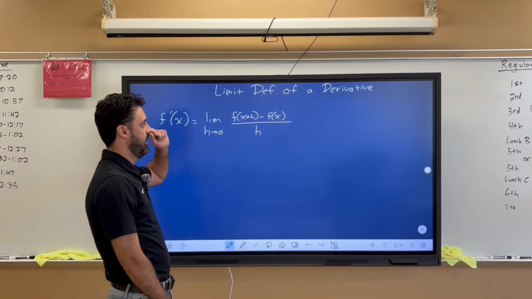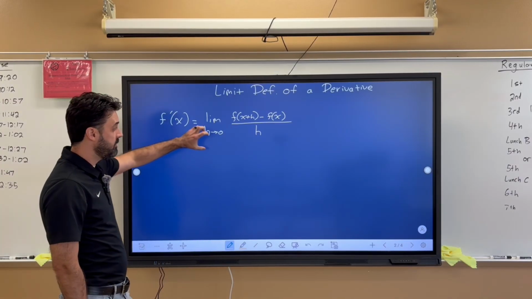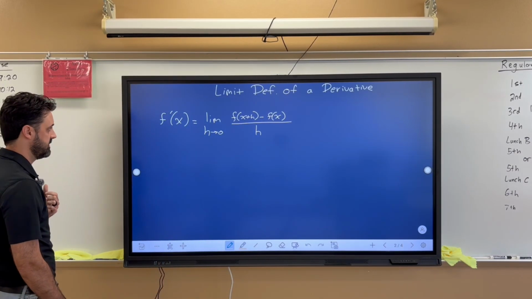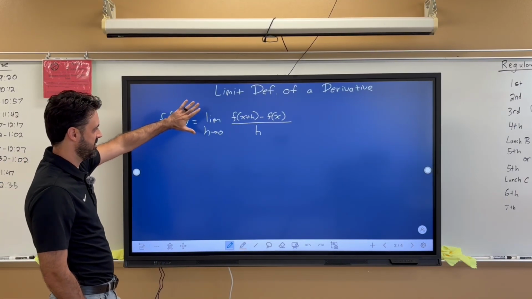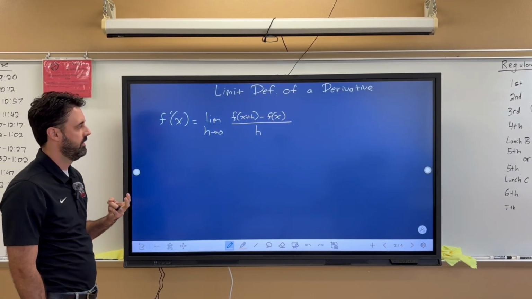All right, AP Calc. We're going to be going over the limit definition of a derivative today, which we have briefly covered, but we're doing some new types of questions with this in today's lesson. So I don't know if you guys remember or not, but we came up with this formula towards the beginning of Unit 2.